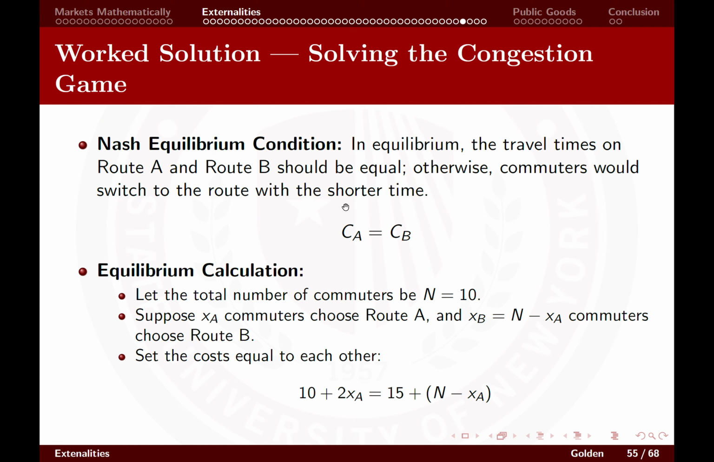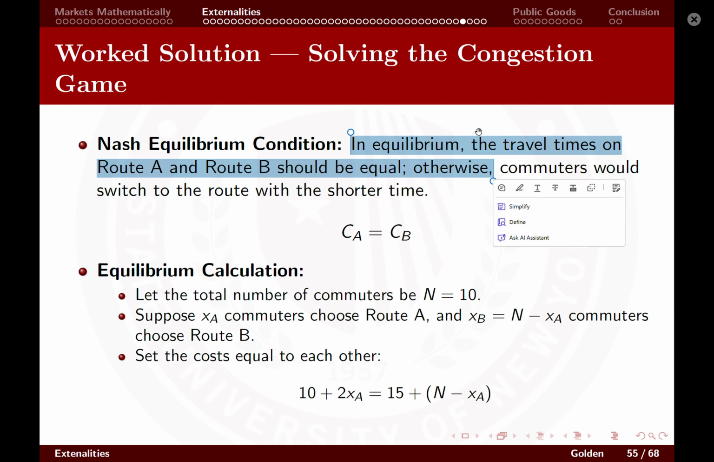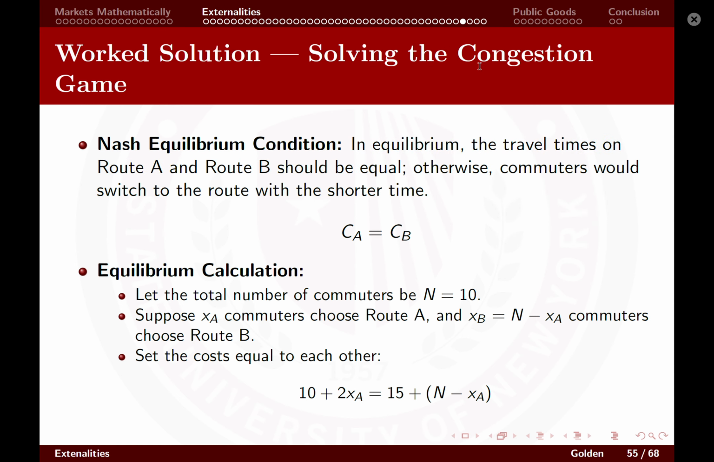So how do you solve the congestion game? You have to find the Nash equilibrium condition. So in equilibrium, the travel times on the routes have to be equal. Otherwise, commuters would switch to the route with a shorter travel time. So I want you to remember this. This is an important thing.